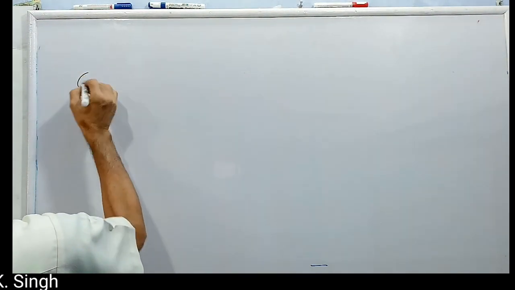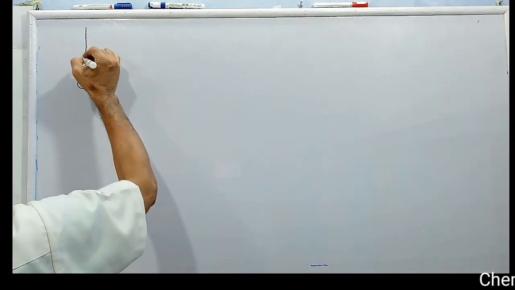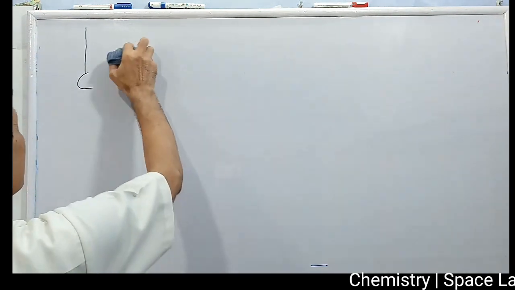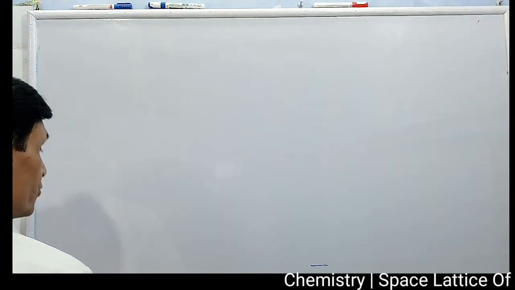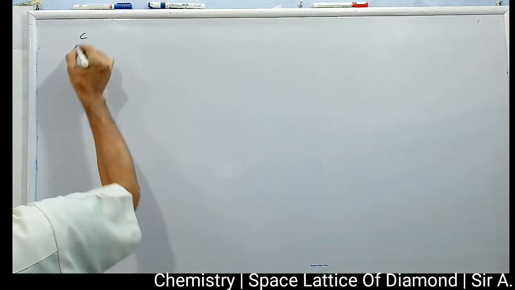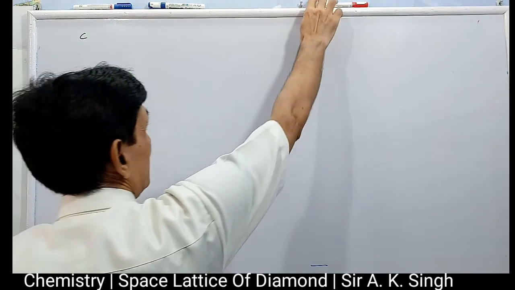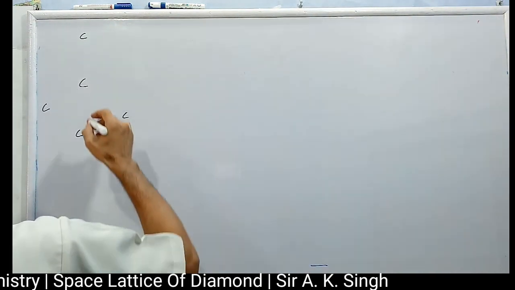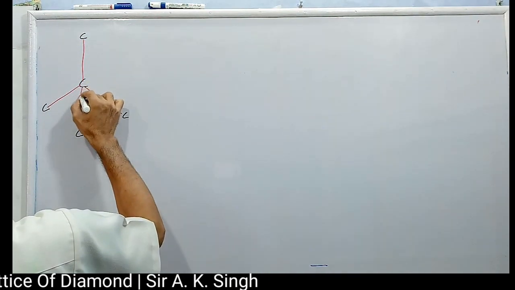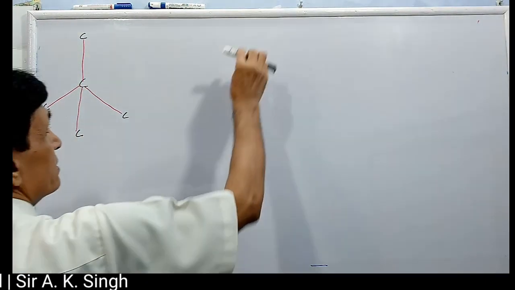tetrahedral structure. One diamond crystal unit is tetrahedral. This carbon atom, I am showing here separately the bond and the central atom. Central atom is bonded to four carbon atoms: 1, 2, 3, 4. Now here, this is a covalent bond between the central carbon atom and the carbon atom on the corner.